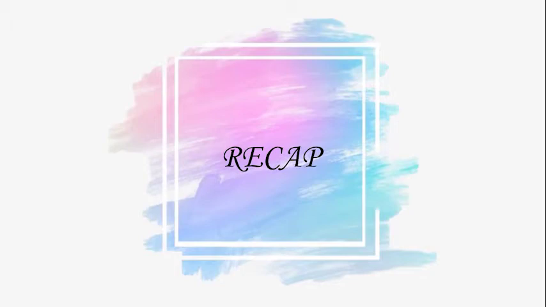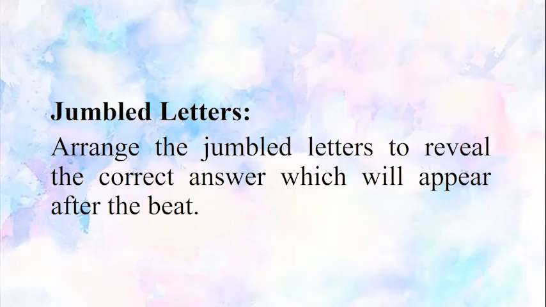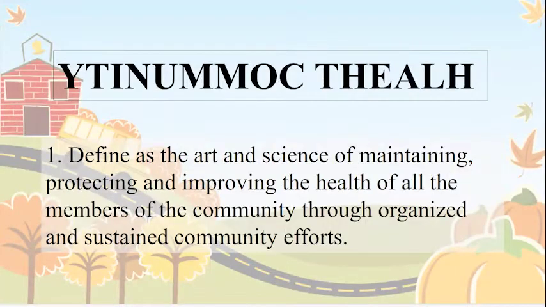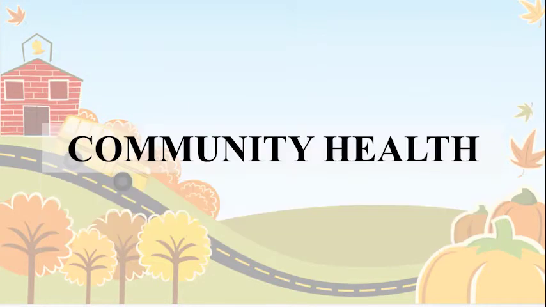Can you still remember our last lesson? To check, kindly bring out your notebook and ballpen and answer this activity. Arrange the jumbled letters to reveal the correct answer, which will appear after the beat. Number 1. Define as the art and science of maintaining, protecting, and improving the health of all the members of the community through organized and sustained community efforts. And the correct answer is community health.